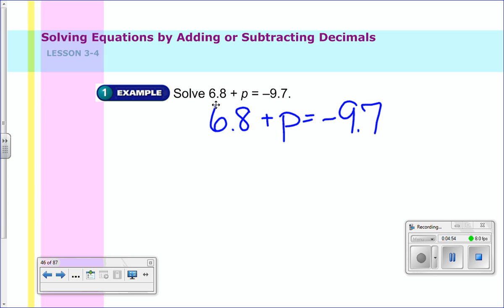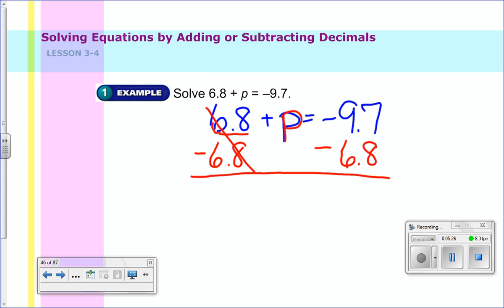So first, we identify our variable, which is p. We take a look at what's on the same side. That would be a 6 8/10. Take a look, there's no plus sign in front of it. It's missing a plus, it's missing a minus. If it doesn't have a sign in front, that automatically means it's positive. It's just 6 8/10. So to get rid of that, I'd have to subtract 6 8/10.